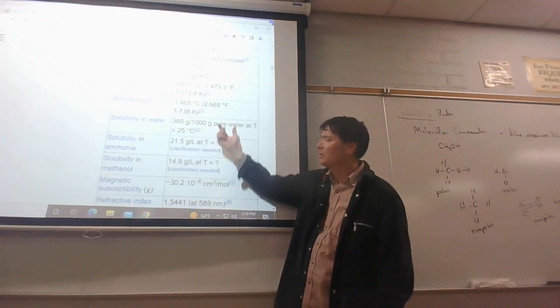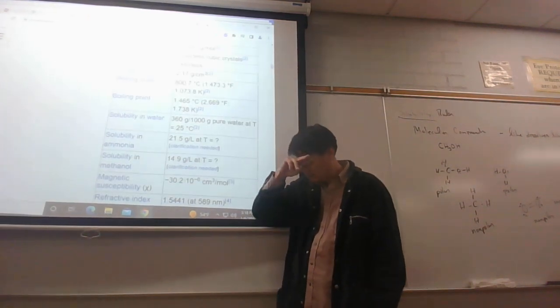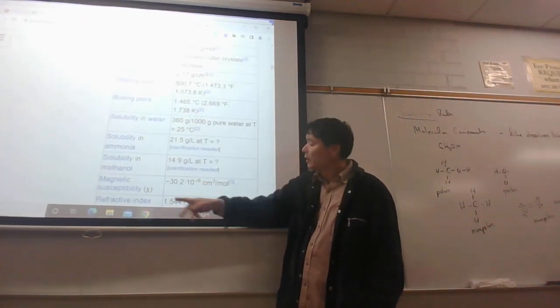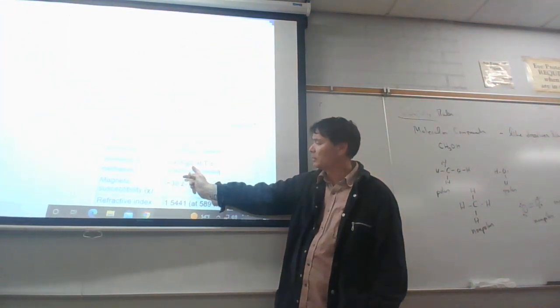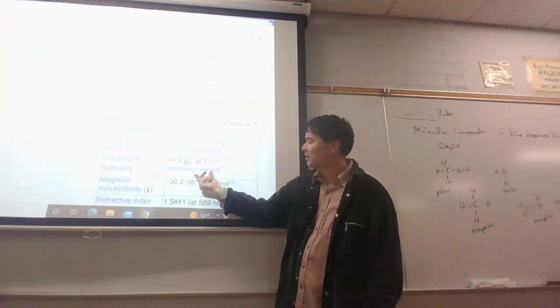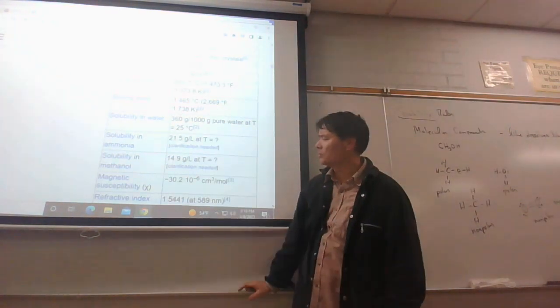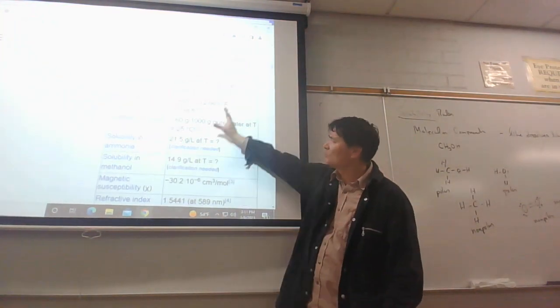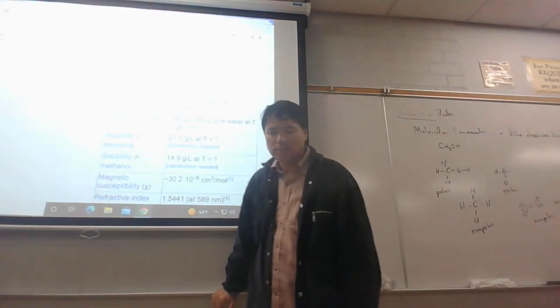So that's the soluble. It's also soluble in methanol. Methanol is kind of water-like. And 14.9 grams will dissolve in methanol per liter. There's no temperature here. Citation needed or clarification needed. The others have citation here, so you can look up the original source data. So the data in Wikipedia, this chemical data is pretty good, I think.